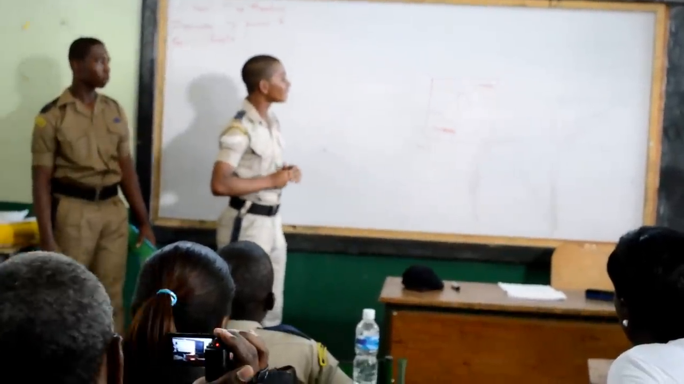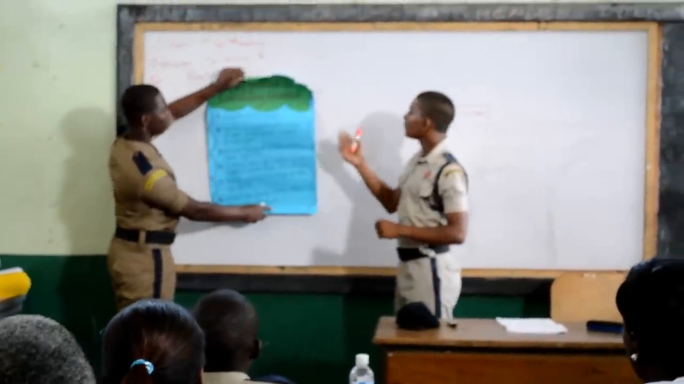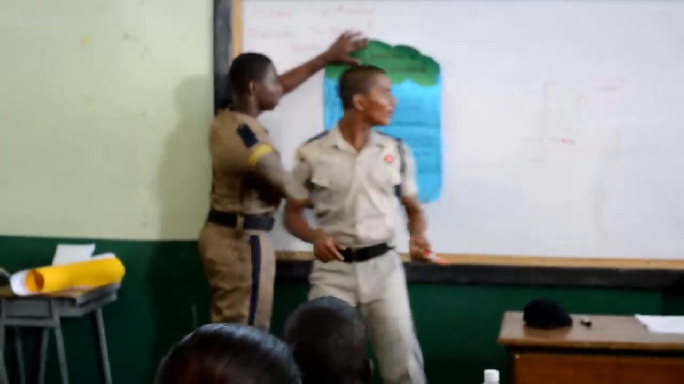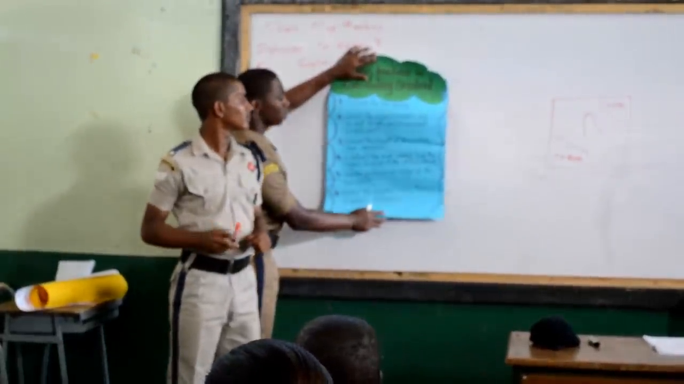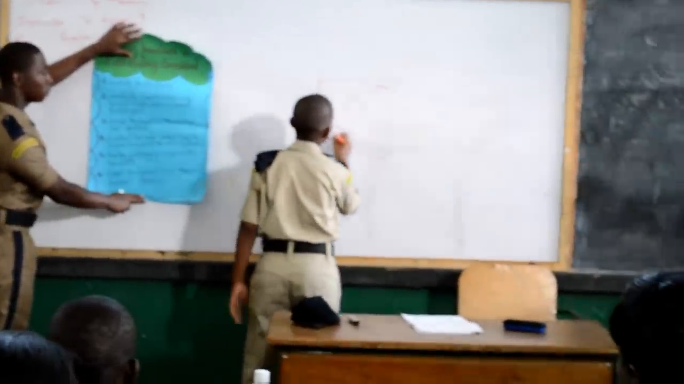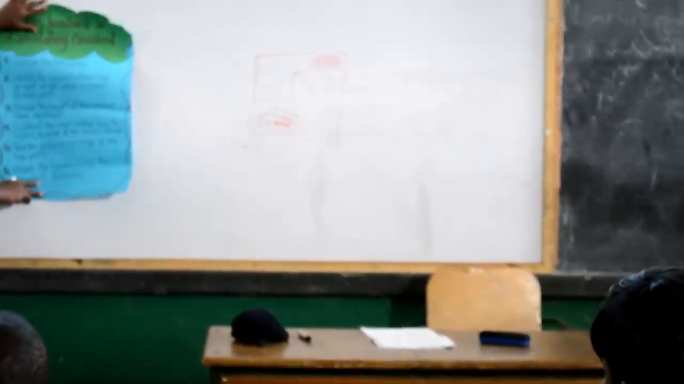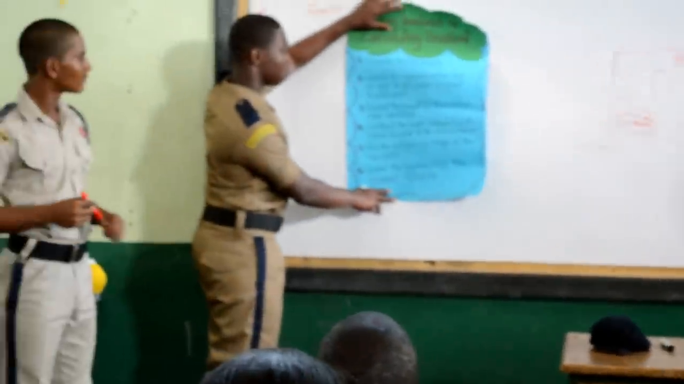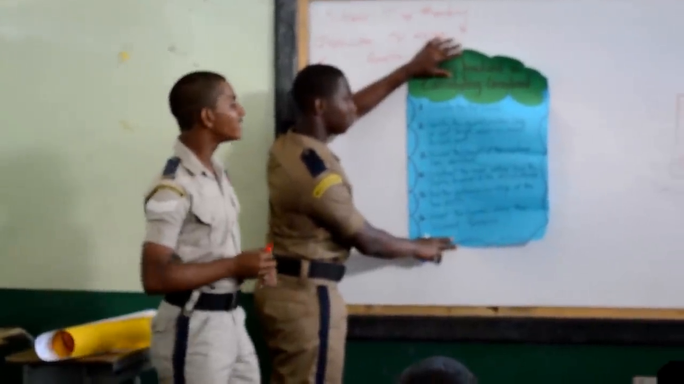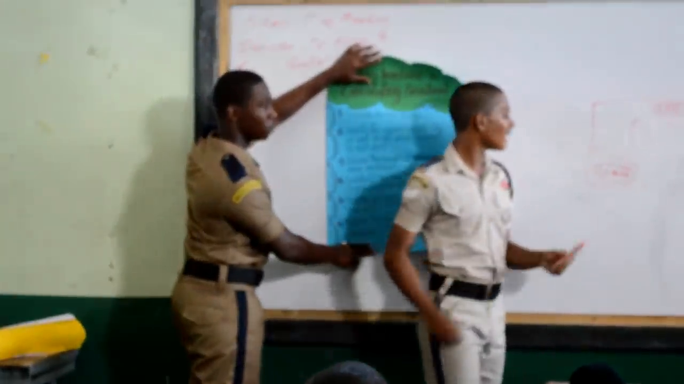To calculate gradient, we have 6 easy steps. Can you read the first, please, class? Step one: locate 2 points. Is he correct, class? Can you read the next point, please? Identify the nearest contour line or spot of height which is closest to each point. What is the nearest contour line for Merrill Grove? Yes, you are correct. And for Calabar?